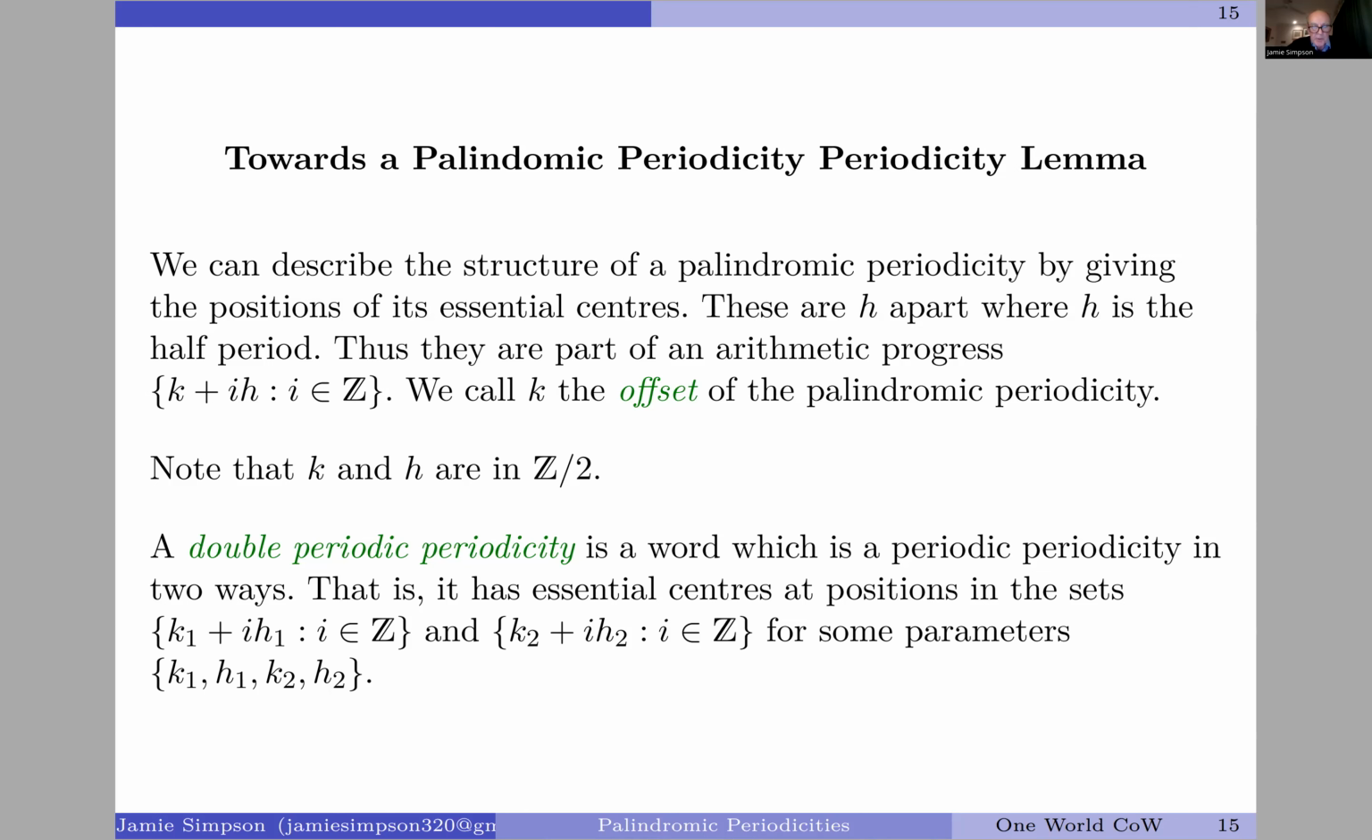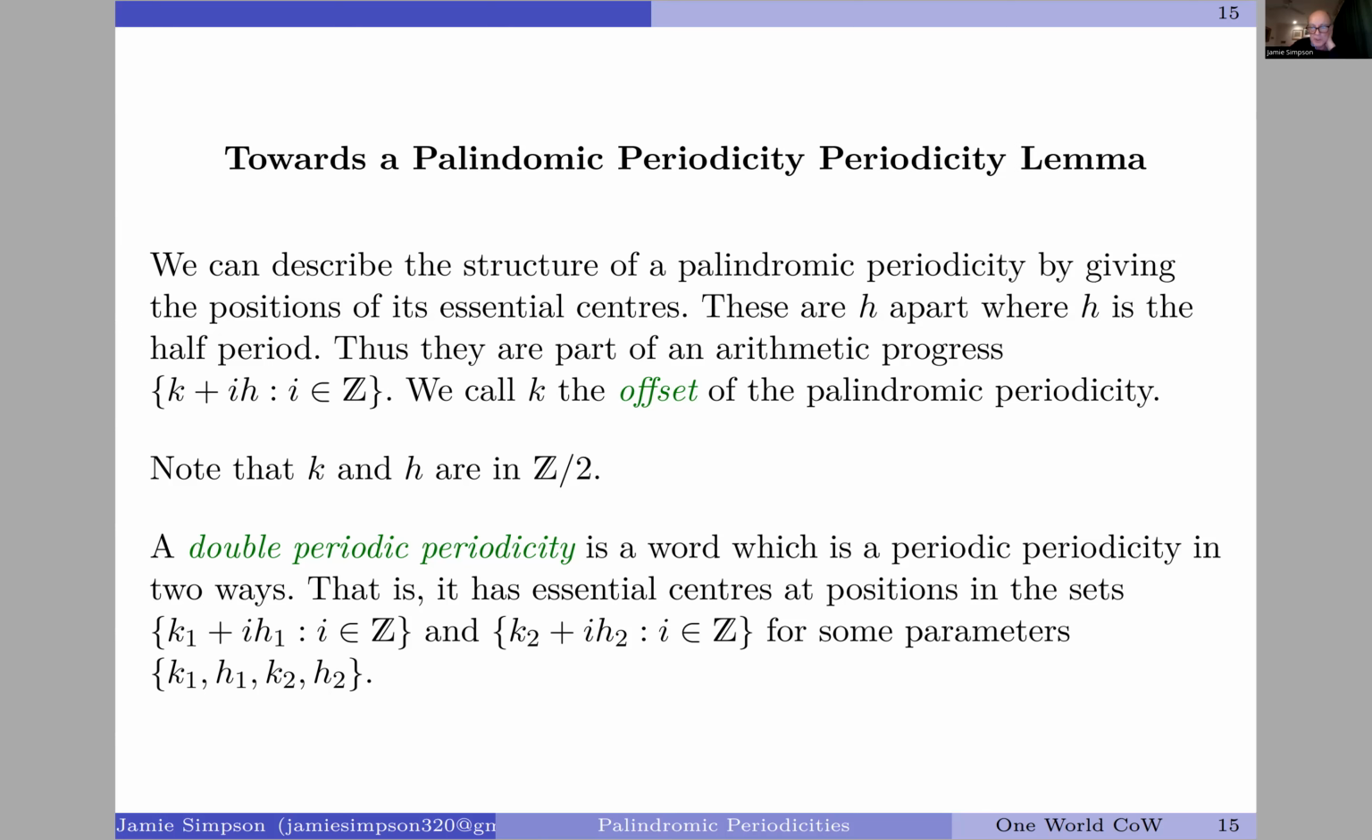A double palindromic periodicity is a word which is a palindromic periodicity in two ways with different parameters, k1 and h1, and k2 and h2.